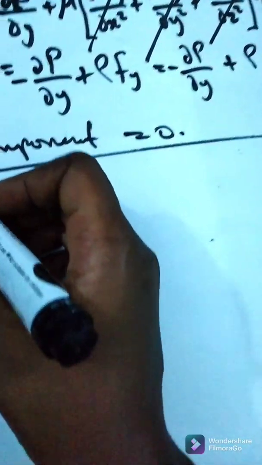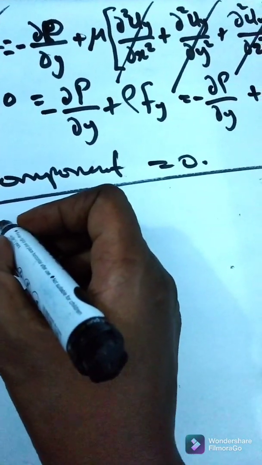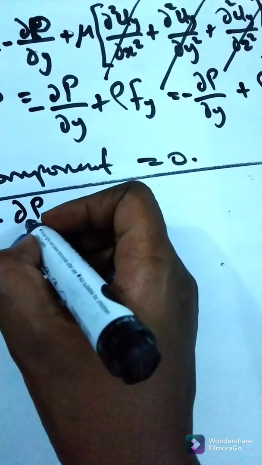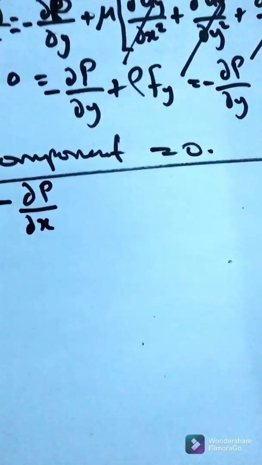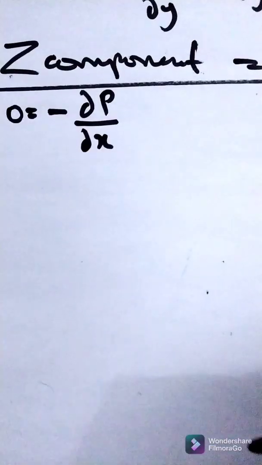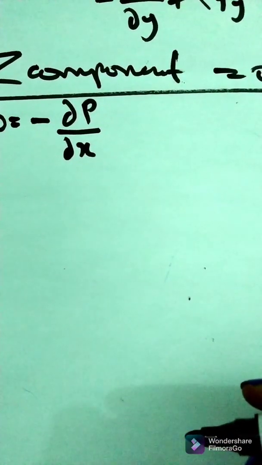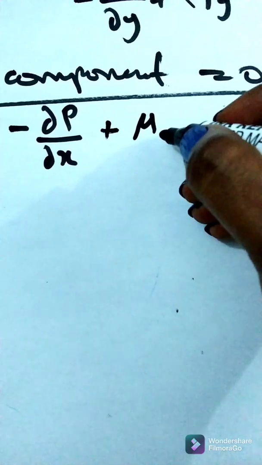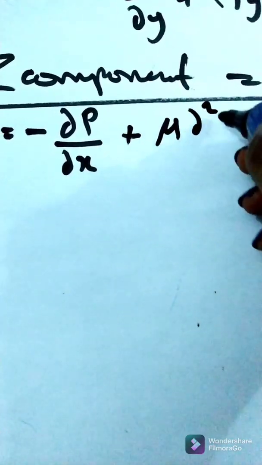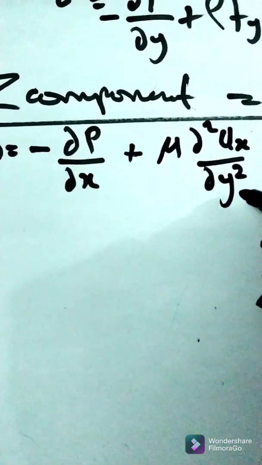So from our equation 1 gave us 0 equal to negative partial p all over partial x, so minus partial p all over partial x plus mu partial square u in the x direction all over partial y square.